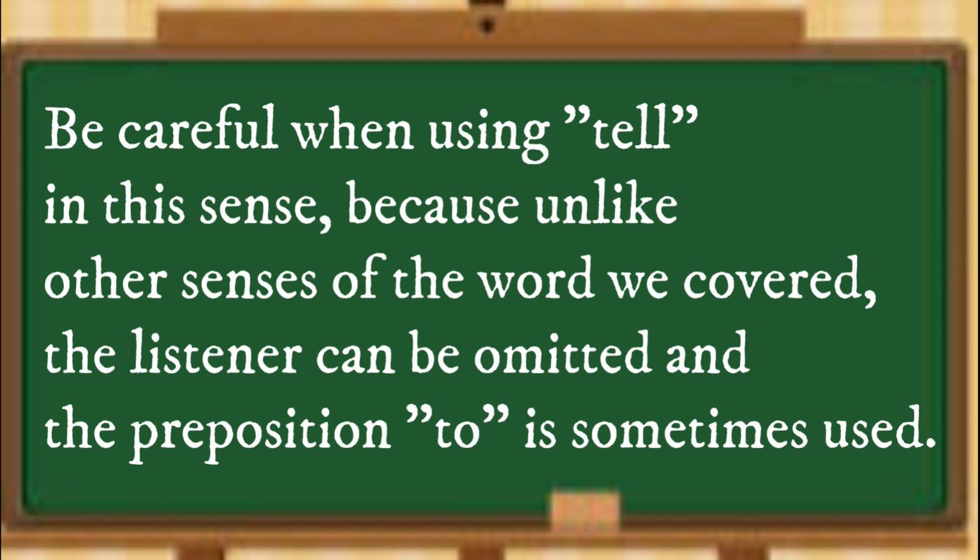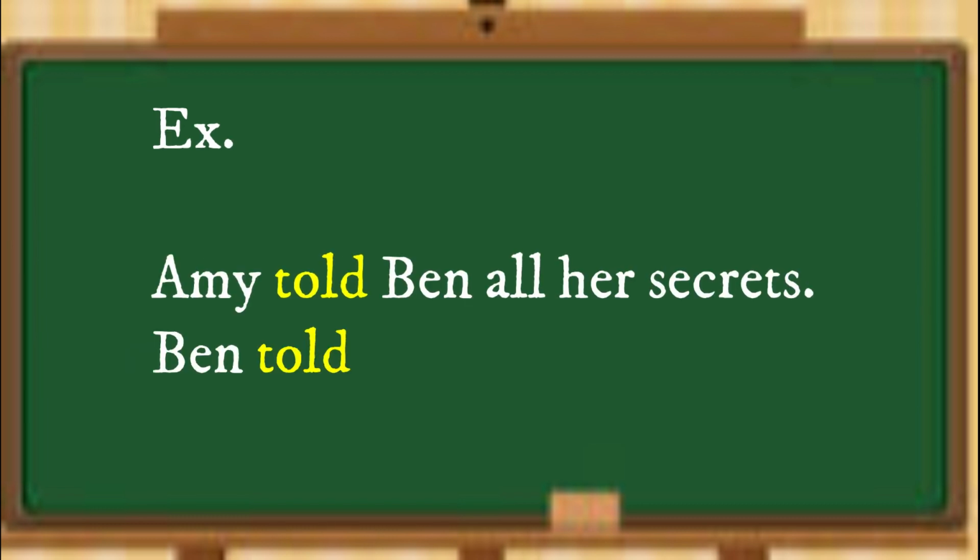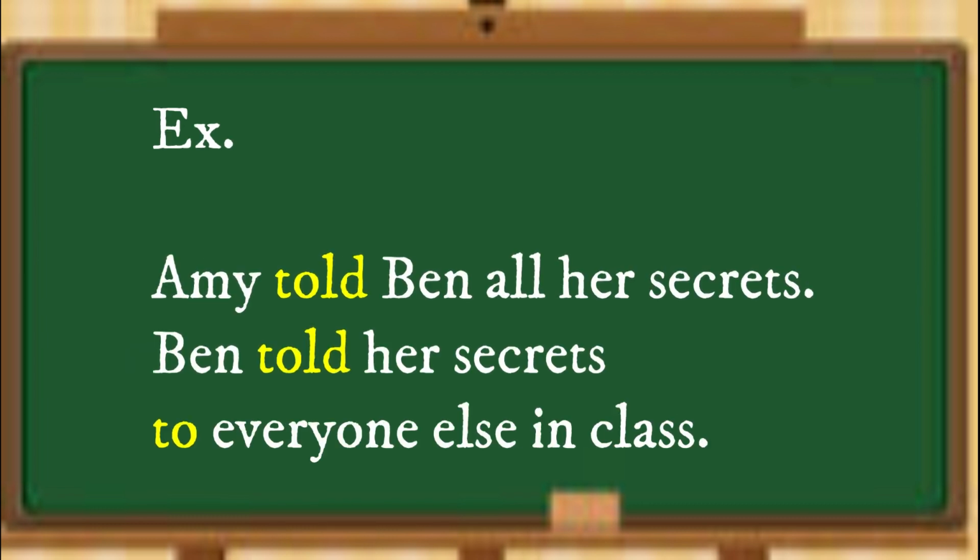For example, I told my sister a joke, but she didn't laugh. I need to get better at telling jokes. In this example, there is no listener in the second sentence. Next, Amy told Ben all her secrets. Ben told her secrets to everyone else in class. Here, to is used in the second sentence.